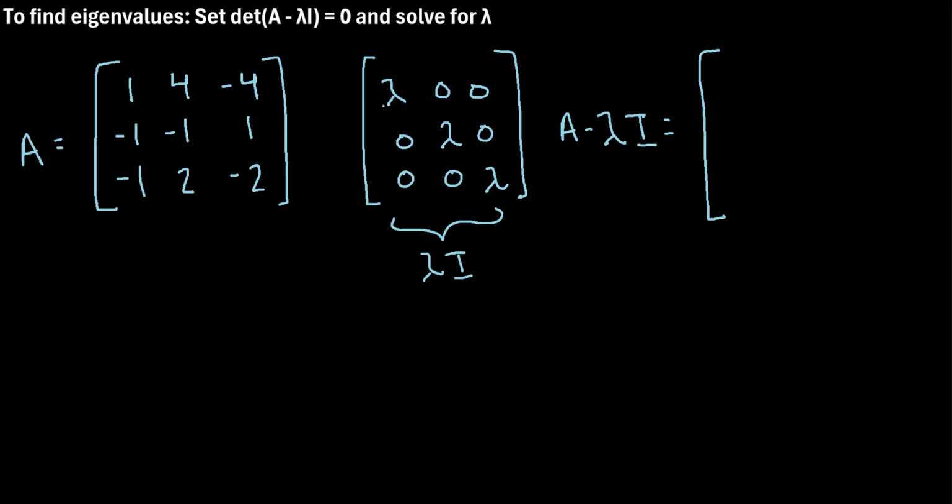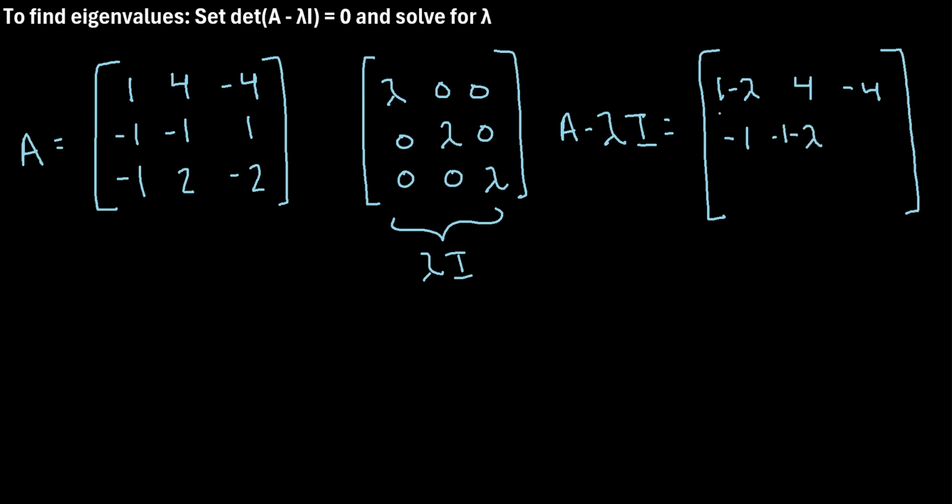So what do we get when we perform this subtraction of matrices? Well, we just subtract the elements in the same positions of each matrix. So the value in row 1, column 1 is going to be 1 minus lambda. Then the next value in row 1, column 2 will be 4 minus 0, so that's just 4. Then we have negative 4 minus 0, so that's just negative 4. Moving on to the second row, we have negative 1 minus 0, that's negative 1. Then we get negative 1 minus lambda.